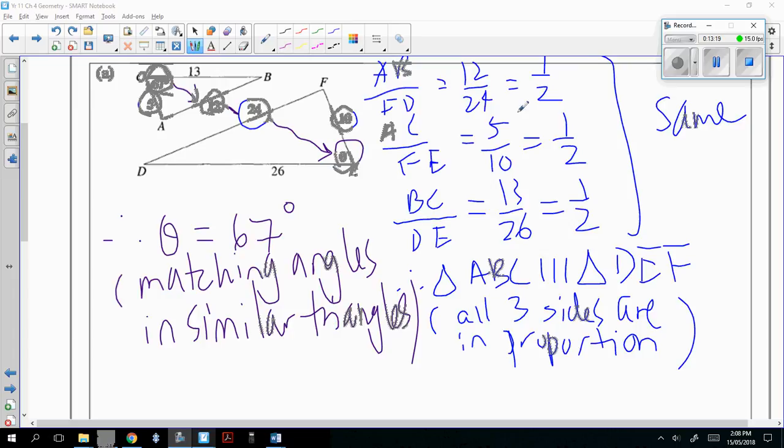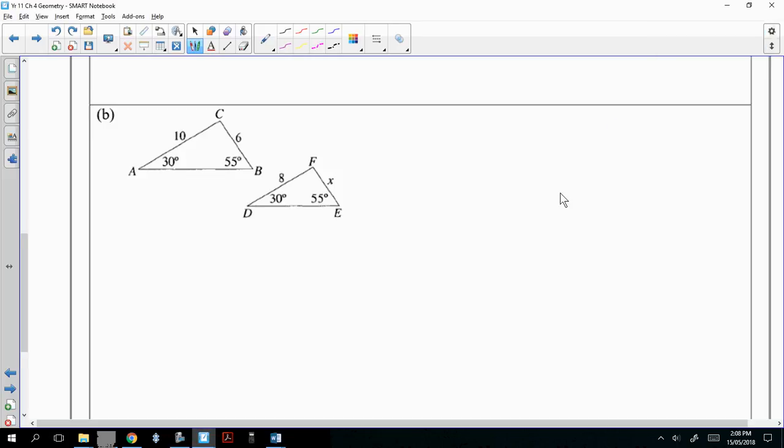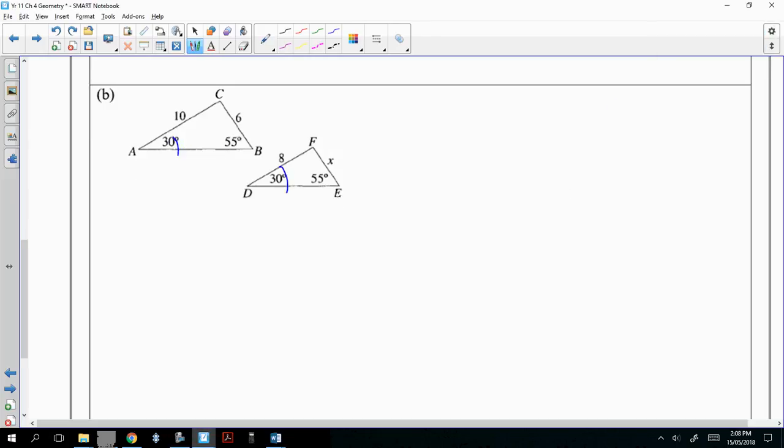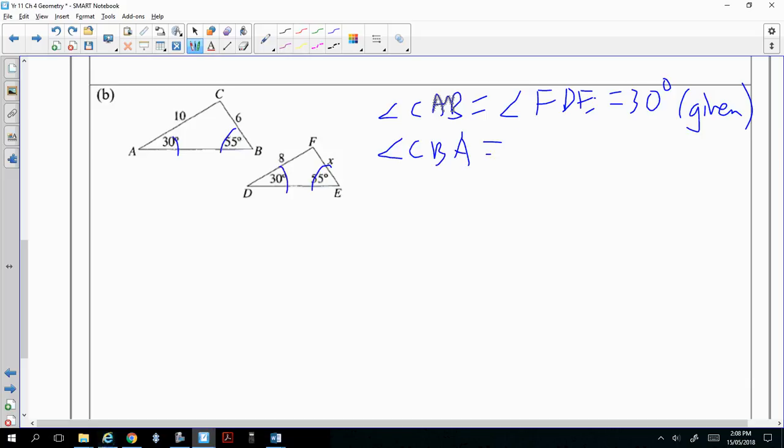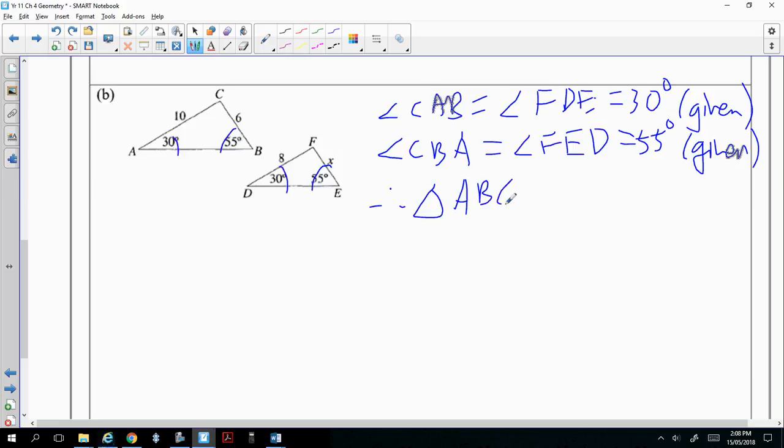Okay, let's move on. Next question. Two angles are given, so they're pretty easy. So you just say angle CAB equals angle FDE equals 30 degrees, given. And do the same thing, angle CBA equals angle FED, 55, also given. And then you say, therefore, triangle ABC is similar to triangle DEF, equiangular. So that one's the quickest. Two angles and write equiangular, which means all angles are equal. And then you find the missing sides.